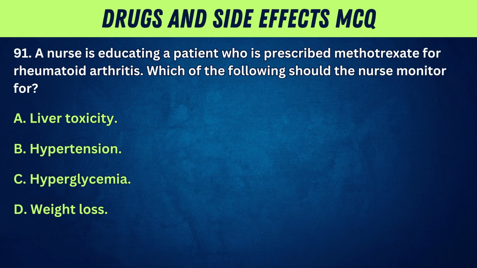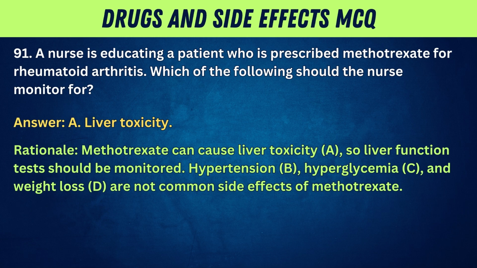91. A nurse is educating a patient who is prescribed methotrexate for rheumatoid arthritis. Which of the following should the nurse monitor for? A. Liver toxicity. B. Hypertension. C. Hyperglycemia. D. Weight loss. Answer: A. Liver toxicity. Rationale: methotrexate can cause liver toxicity, so liver function tests should be monitored. Hypertension, B, hyperglycemia, C, and weight loss, D, are not common side effects of methotrexate.